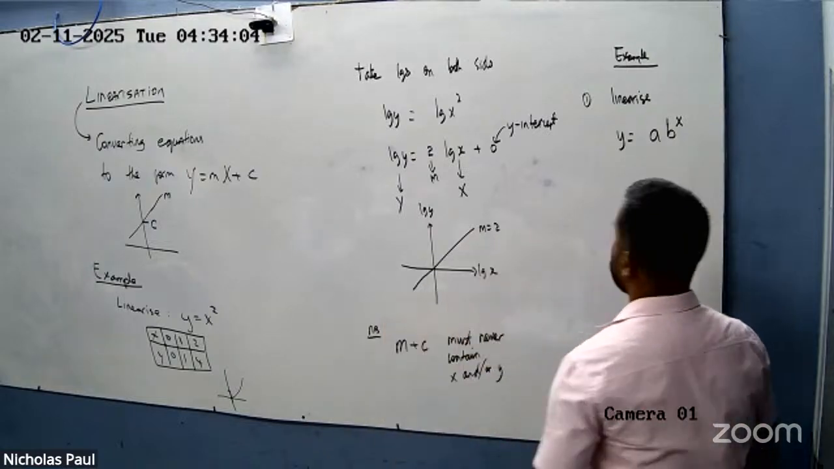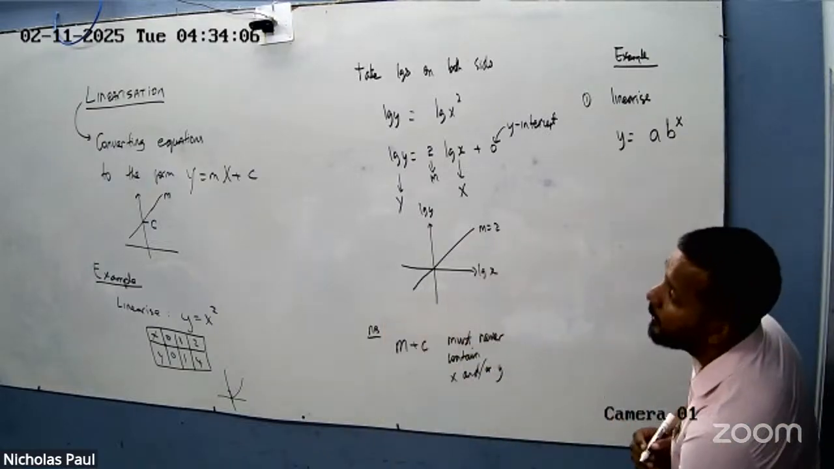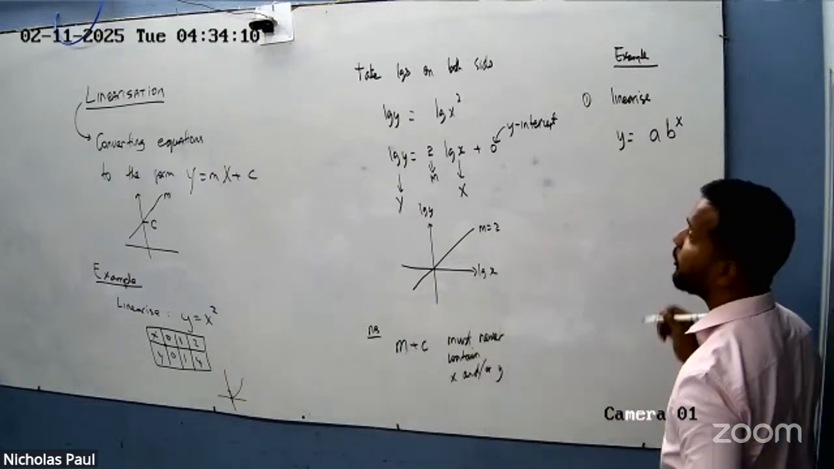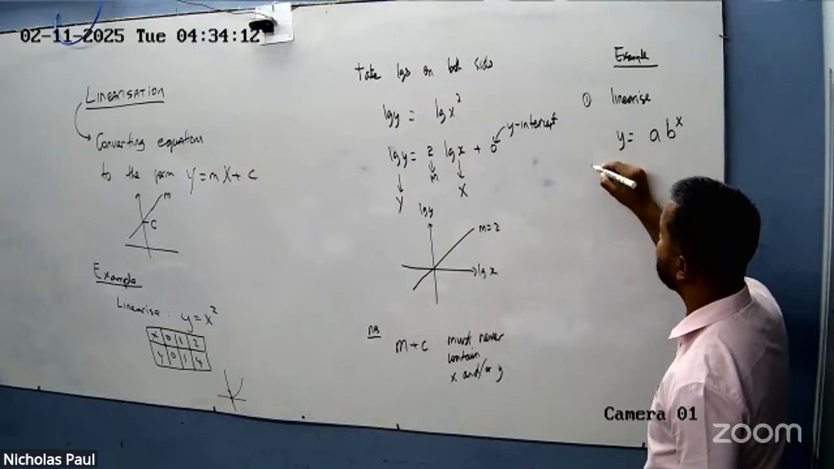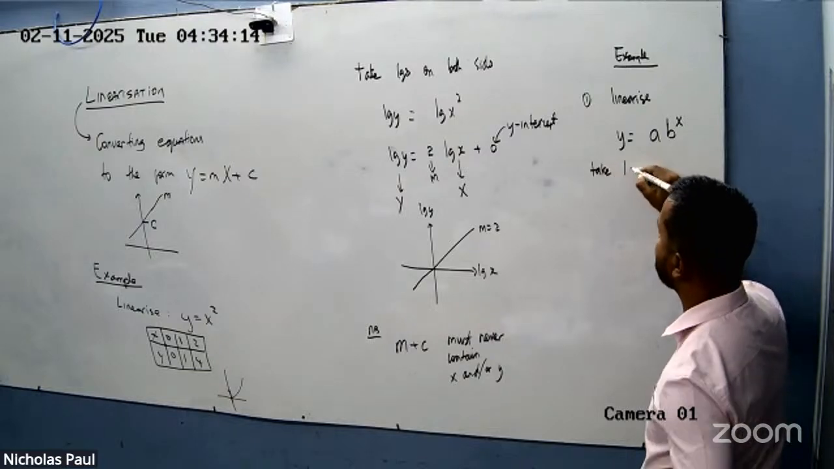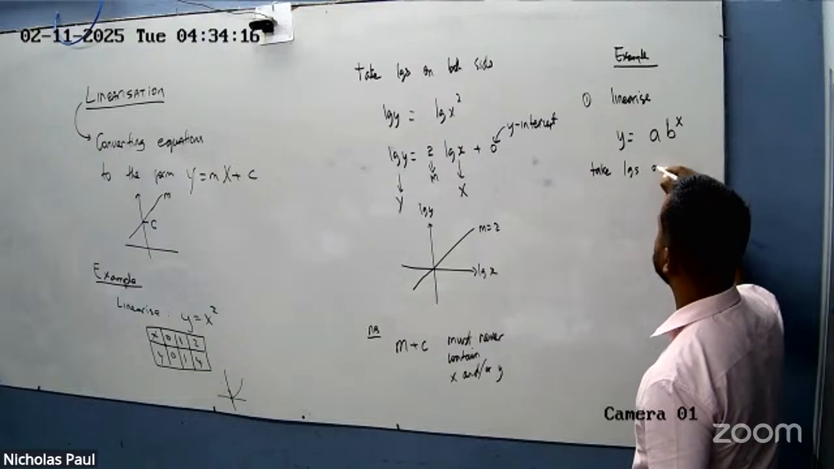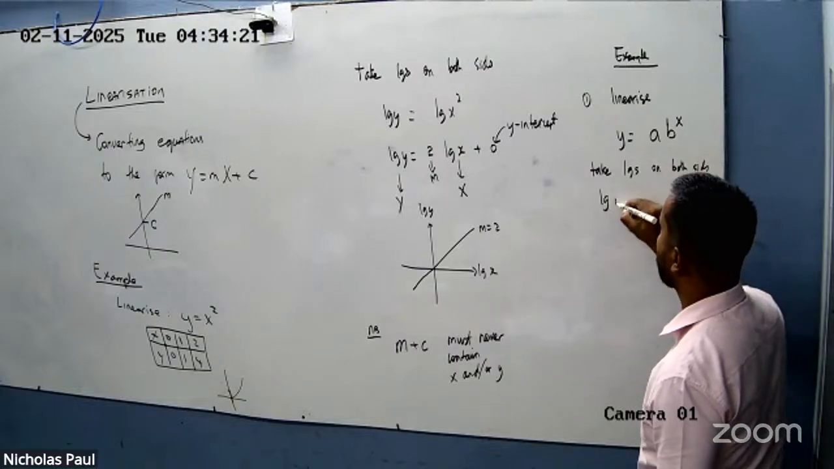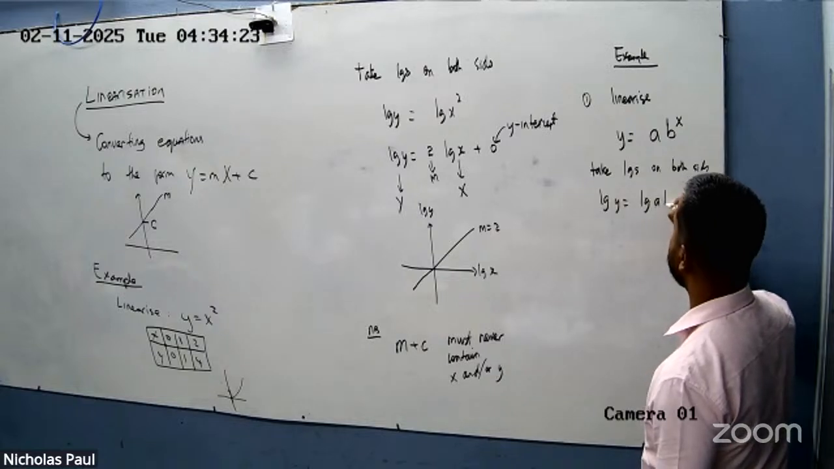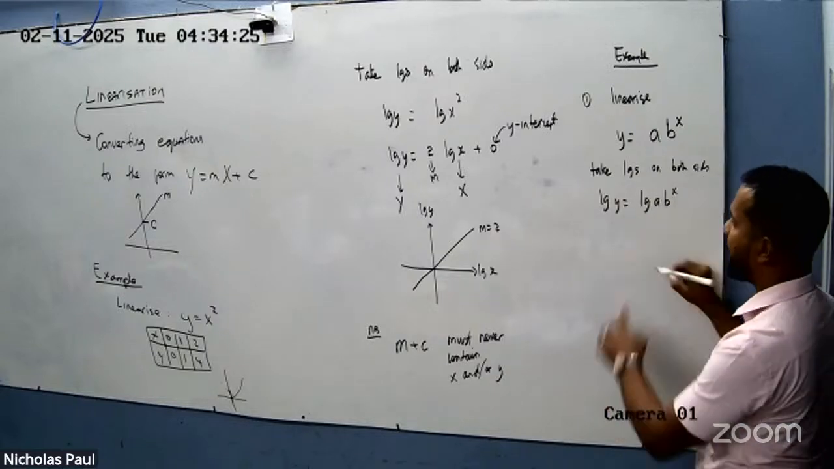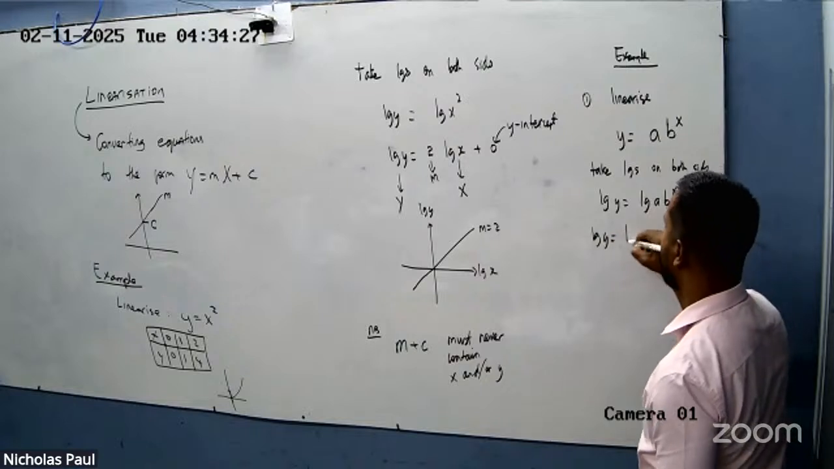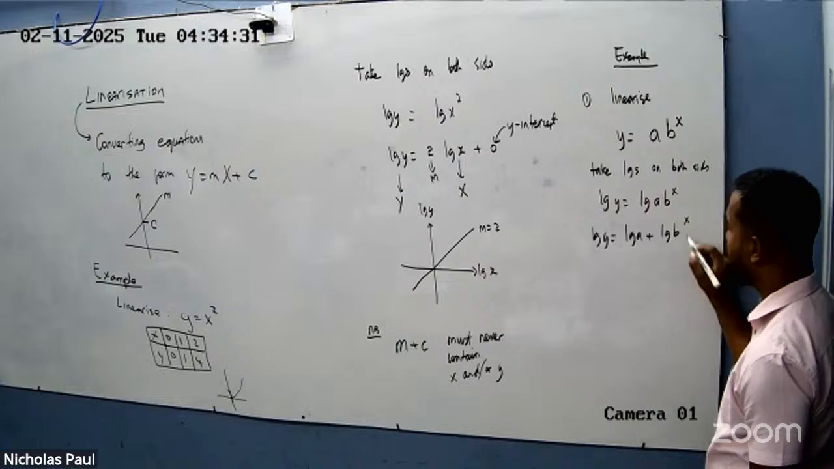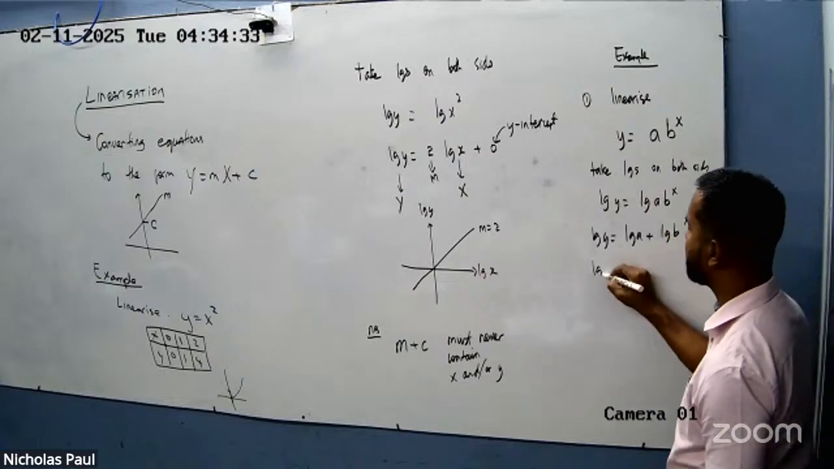All right, let me see some answers coming there. So you're taking logs on both sides. You'll get log y is equal to log a b to the power of x. Then we're going to split it up. You'll get log y is equal to log a plus log b to the power of x. Then we're going to bring the x in front.